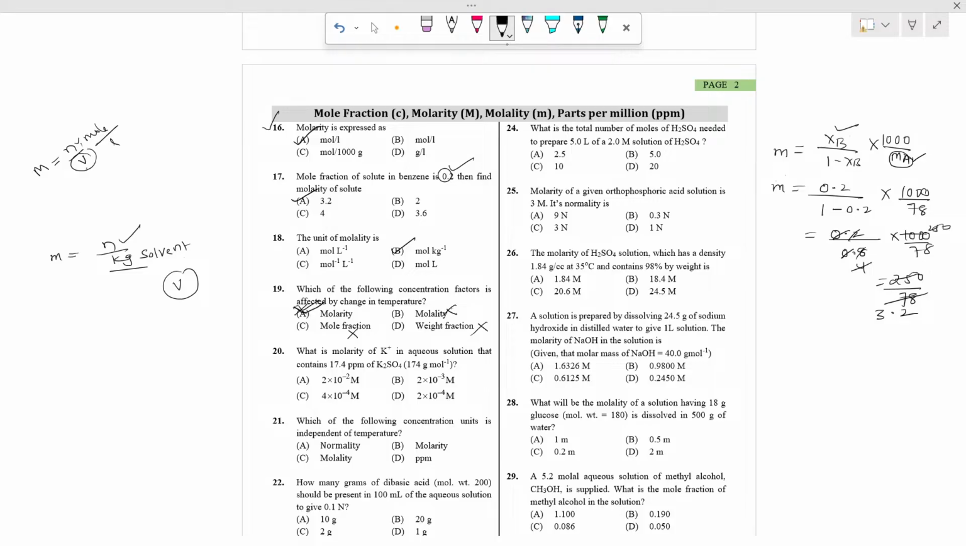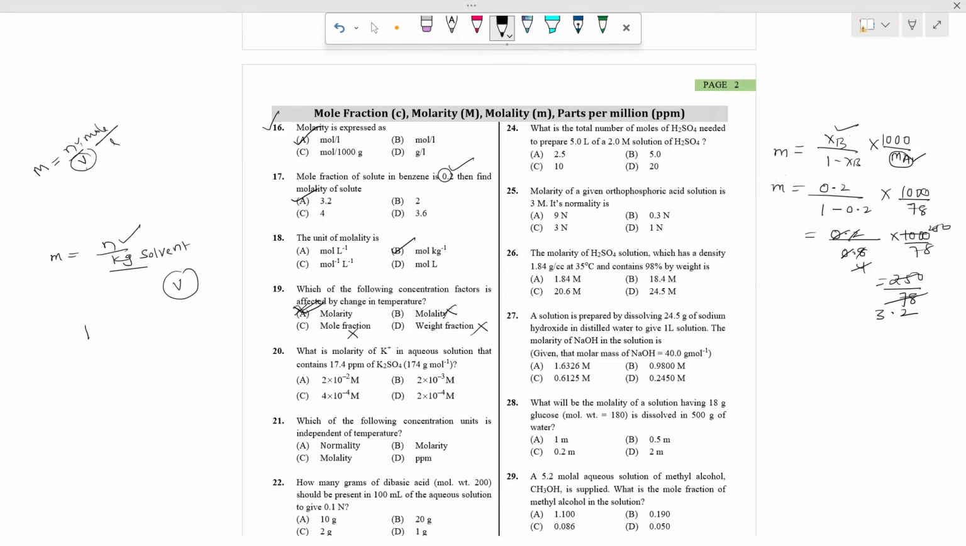Okay, next. Question number 20. What is the molarity of K plus, potassium plus, in an aqueous solution that contains 17.4 ppm, parts per million, of K2SO4? What does 17.4 ppm mean? 17.4 ppm means parts per million.